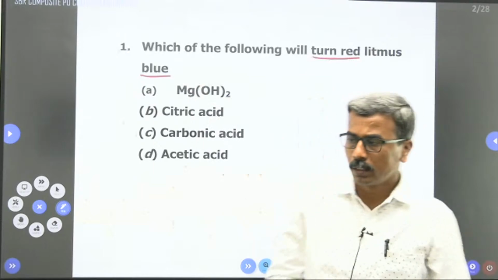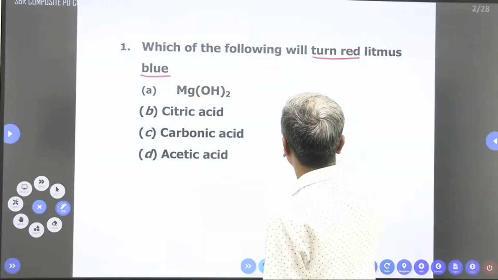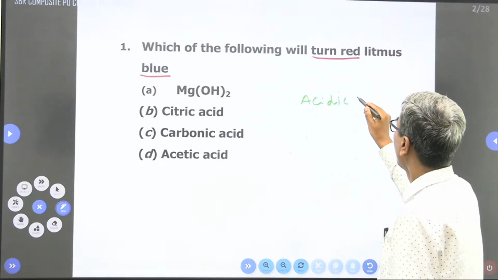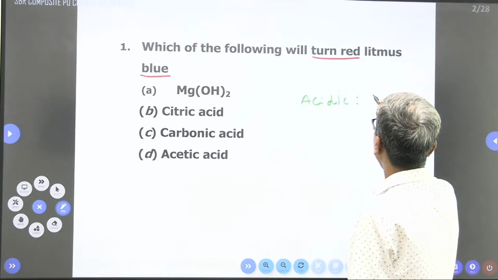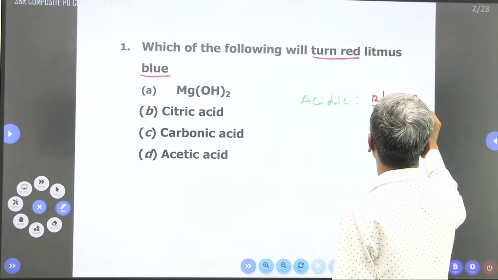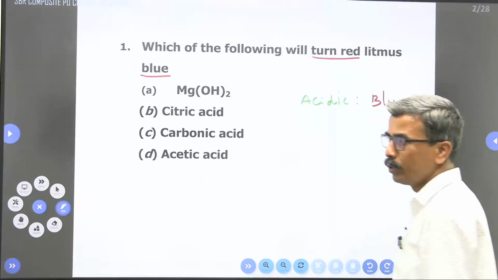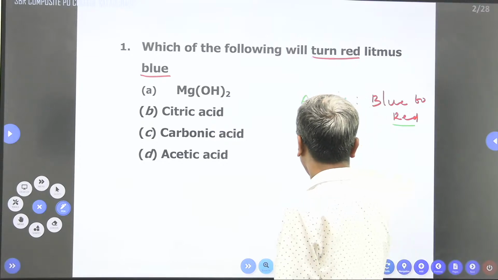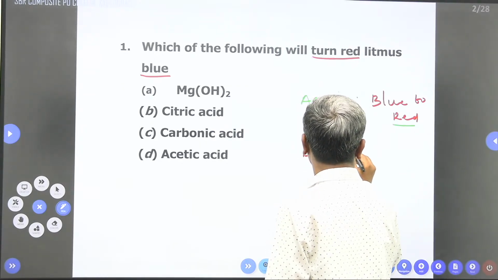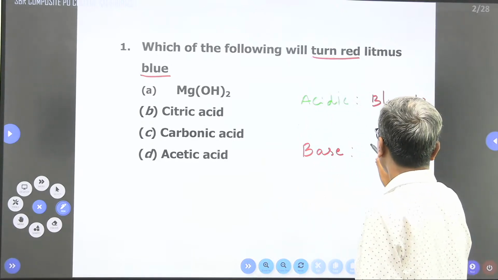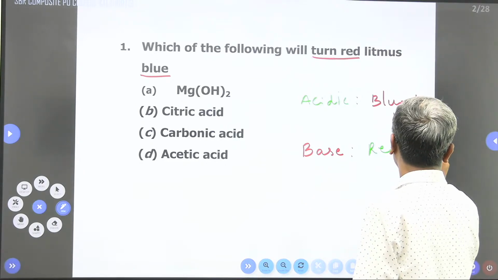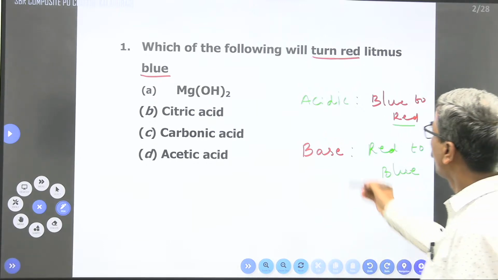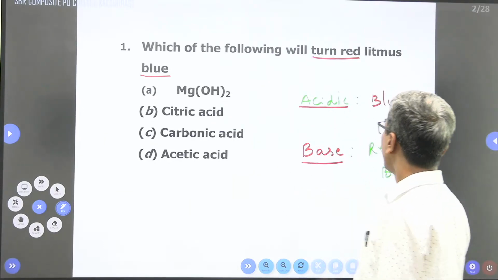Now, we already know that if the solution is acidic, we are going to observe that it turns blue litmus to red, blue to red. The color of litmus paper initially will be blue. After adding one drop of the acid solution, it turns red. Suppose the solution is a base, then what is the observation? That is opposite. Red litmus paper will turn into blue. So these are the observations, one of the properties of acidic and basic compounds.